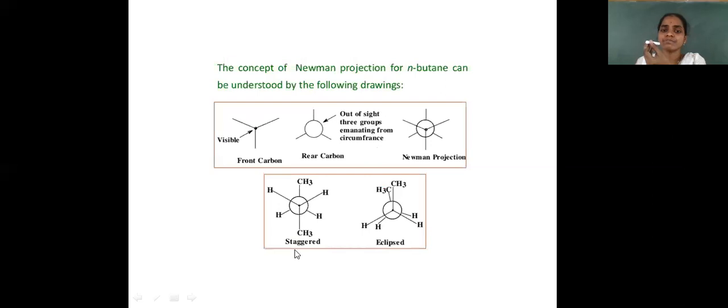Again, in the Newman projection there are 2 forms, one stable and one less stable: the staggered form and the eclipsed form. In the staggered form the bulky groups are in an anti-position. Compared to the eclipsed form, the staggered form is more stable because the repulsion between the bulky groups is very low. If you see the eclipsed form, the repulsion is more between the methyl groups. So the eclipsed form is less stable compared to the staggered form, and that is the Newman projection.